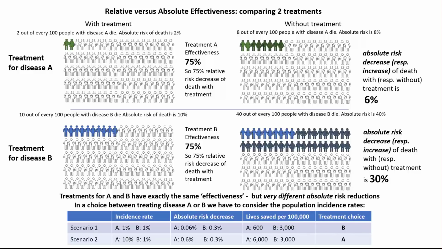But suppose the incident rate for disease A is 10 times higher, suppose it's 10%. Then the absolute risk decrease, in this case, is 0.6% with the treatment. So you're going to save 6,000 lives treating A compared to just 3,000 treating B. So the treatment choice you should make there is treatment A. Finally, we're going to look at absolute and relative risk in the context of individual risk.